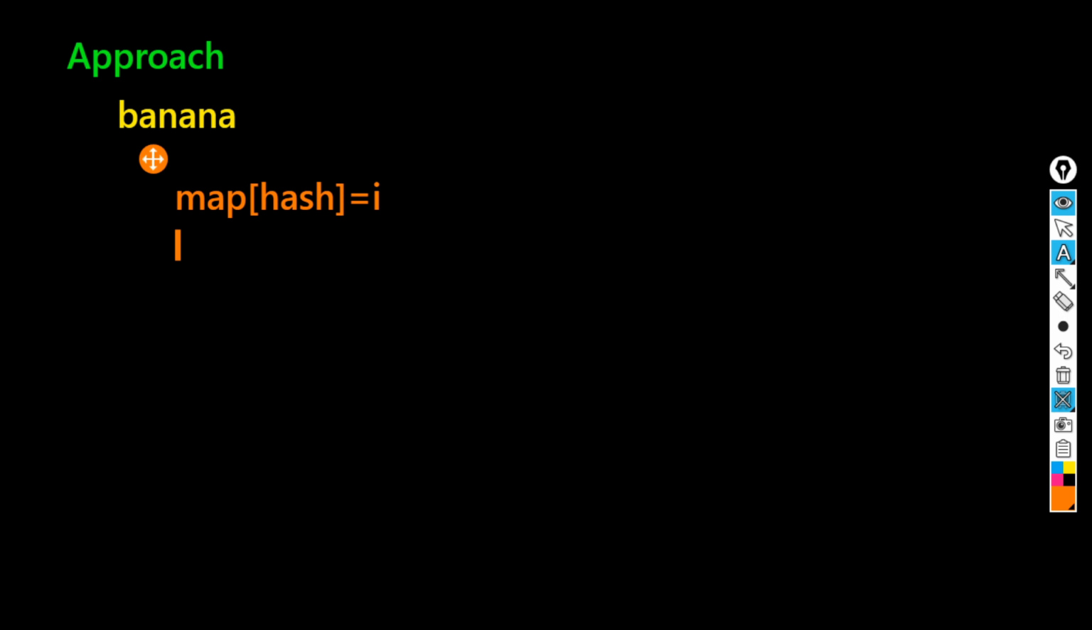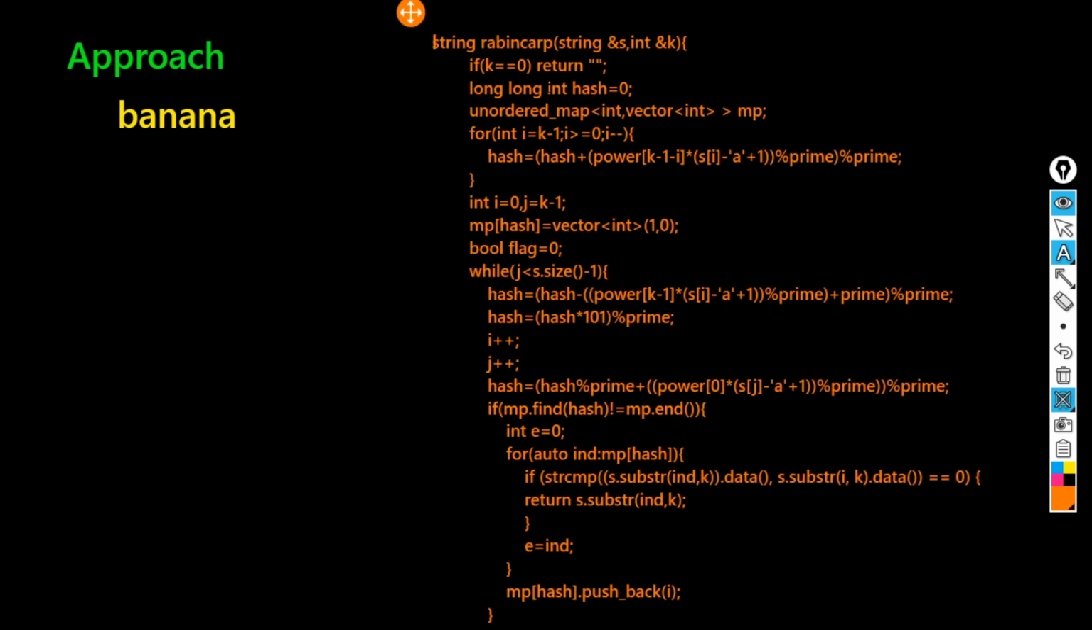So now we will see the Rabin Karp method, what it is. This is our Rabin Karp function, in which we are taking two things as input. First is a string s, and second is an integer k, which will store the mid. First of all, we check if k is equal to 0. If it is, then we will return an empty string, because for length 0 we have only one possible substring, which is the empty string.